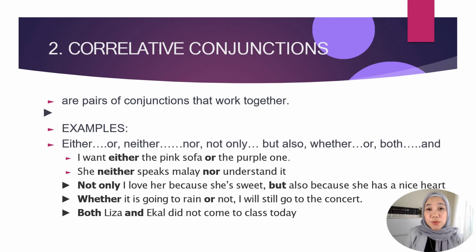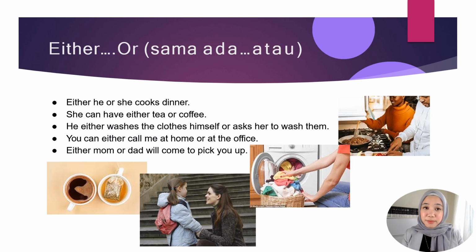Whether it is going to rain or not, I will still go to the concert. Both Lisa and Ekal did not come to class today. So you can see there the words in bold, they are used together in a sentence. That's why they are called correlative conjunction. Either or. This means sama ada atau.